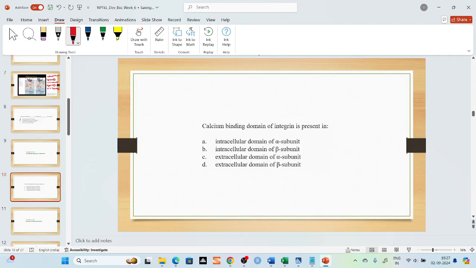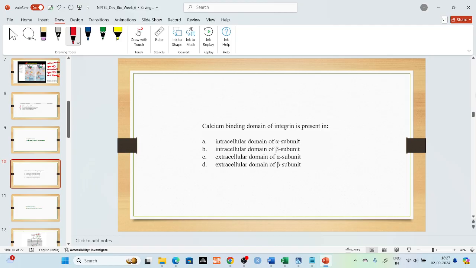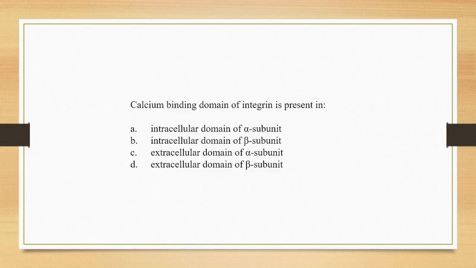Okay. Now the next question is: the calcium binding domain of integrin is present in A, the intracellular domain of alpha subunit; B, the intracellular domain of beta subunit; C, the extracellular domain of alpha subunit; and D, the extracellular domain of beta subunit. 2 minutes. It's a very easy, straightforward question.